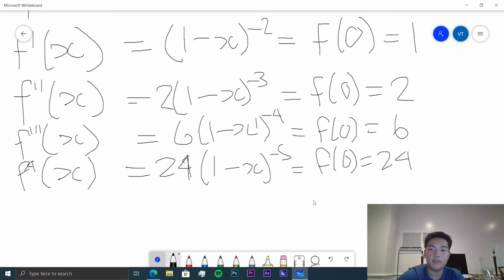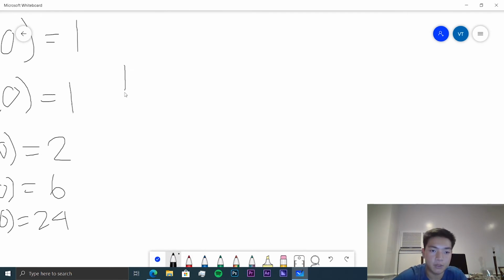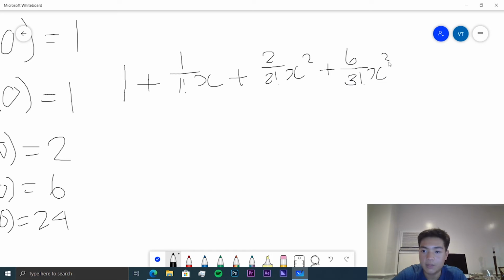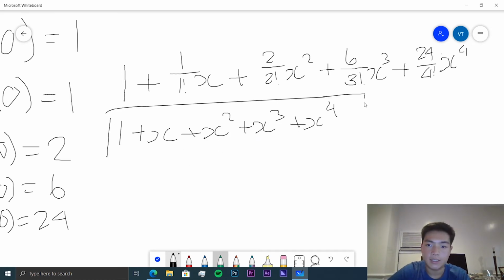So finally, if we take these terms, we have 1, 1, 2, 6, 24. So this should be equal to 1 plus 1 over 1 factorial x plus 2 over 2 factorial x squared plus 6 over 3 factorial x cubed plus 24 over 4 factorial x to the 4. And if you evaluate this, you simply get 1 plus x plus x squared plus x cubed plus x to the 4. So let's look at this graphically, see how well the two methods compare.